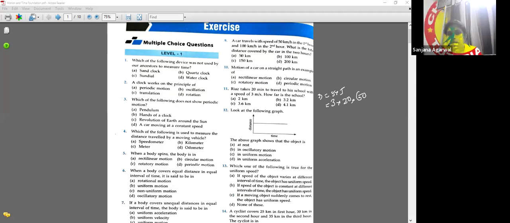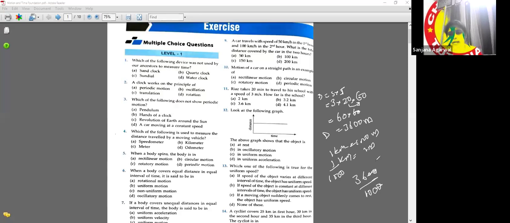Distance equals speed into time. Speed is given 3 meters per second. Time is given 20 minutes. Converting minutes to seconds, I have multiplied with 60, so we have 60 into 60 into 3, that is 3600. But in speed, the unit of distance was meter, so we have got the answer in meters. And 1 kilometer equals 1000 meters. So the inverse is that 1 meter equals 1 by 1000 kilometer, and hence 3600 meters will be equal to 3.6 kilometers. Fine.